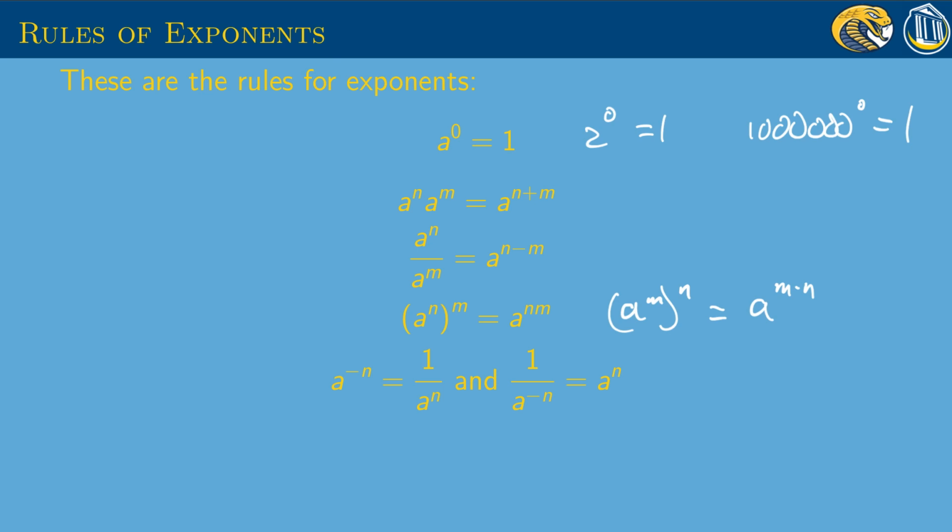And lastly, if we have a negative exponent, like a to the power of negative n, we can get rid of that negative sign and put the exponent in the denominator instead. And if the negative exponent already is in the denominator, we can get rid of the negative sign and throw it in the numerator instead. So anytime we have a negative exponent, whether it's in the numerator or denominator, we can get rid of that negative sign by taking the exponent and putting it in the other one.